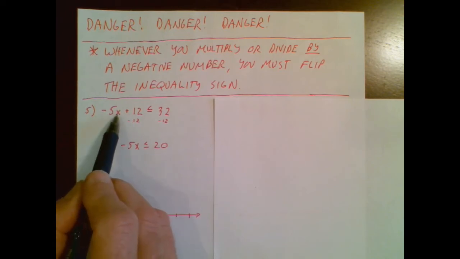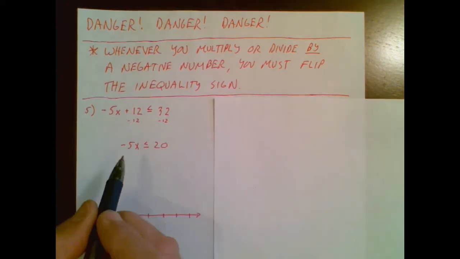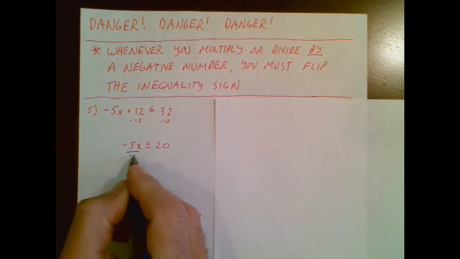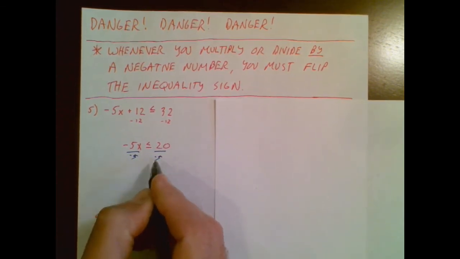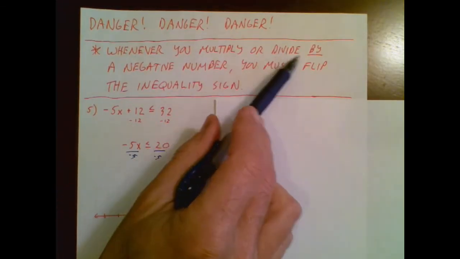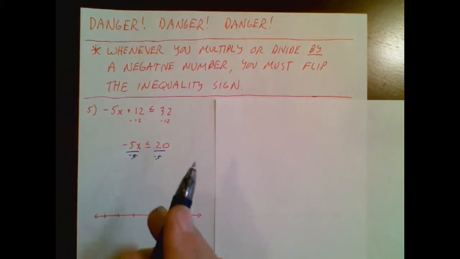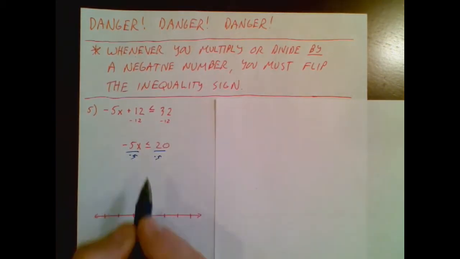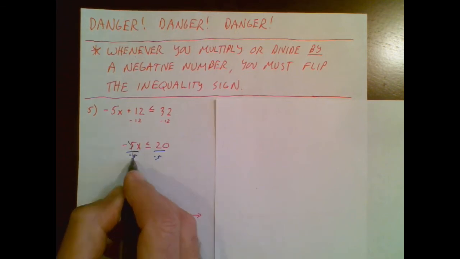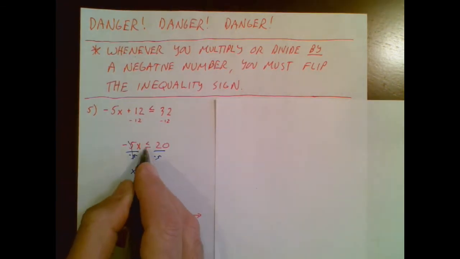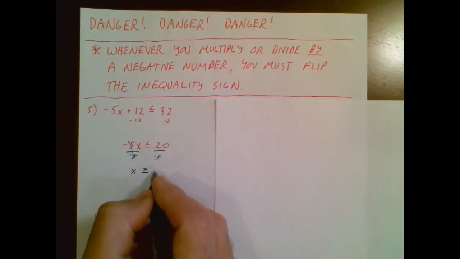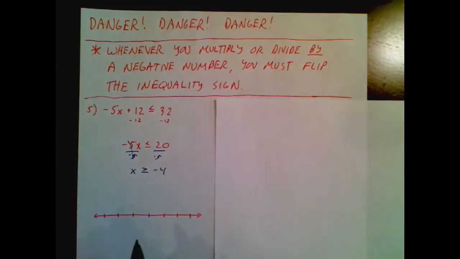Here I have to solve for x, so I move the 12 to the other side. I still need to get x by itself. That means I need to divide by -5. Well, look at this. This statement says whenever you multiply or divide by a negative number, you must flip the inequality. I'm dividing by a negative. That means I have to do this. So these reduce. I must flip the inequality. That's what that warning is telling you. And 20 divided by -5 is -4.